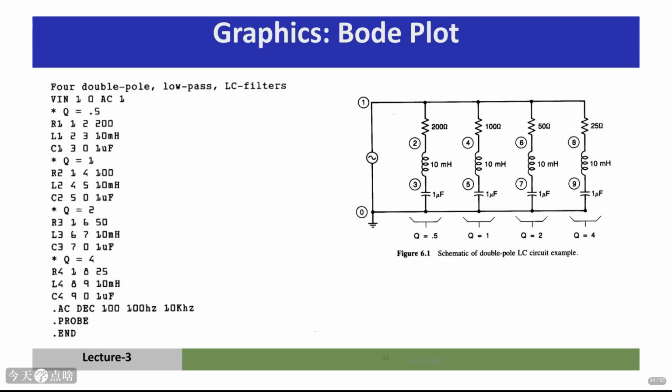Here's the circuit description for the simulator. We have the input source VIN, and then 4 identical filter sections, each with a resistor R, inductor L, and capacitor C. The comments indicate the Q value for each section. The .AC DEC 100 100Hz 10kHz statement sets up a decade sweep from 100 Hz to 10 kHz with 100 points. The .probe statement ensures the data is saved for viewing in Probe. The .end statement marks the end of the circuit description. Let's run this simulation and see what Probe gives us.